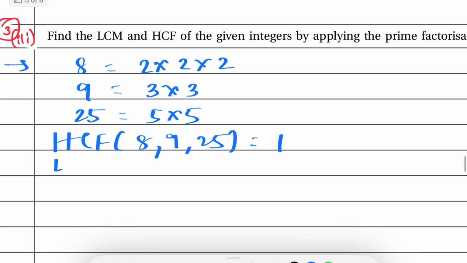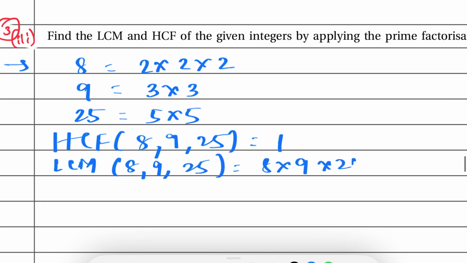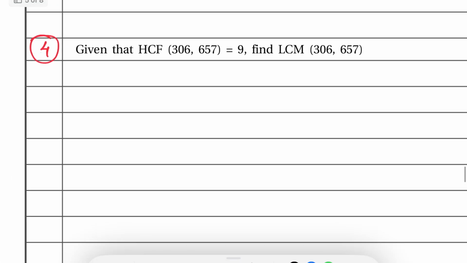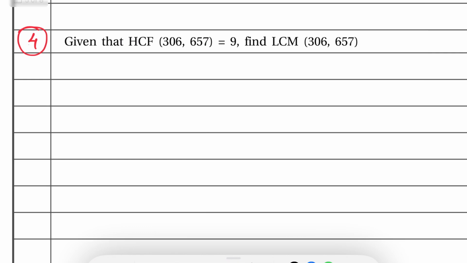Now similarly, LCM of 8, 9, 25 is 8 times 9 times 25. So what is your answer? 8 times 9 times 25 is 1800. Okay, question number 4.